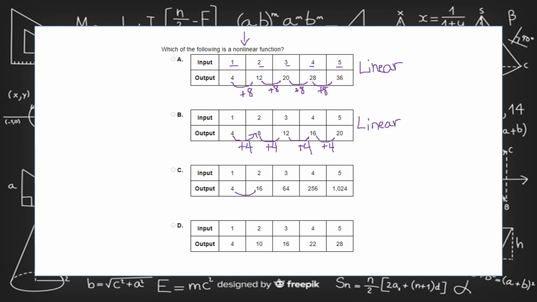So 4 to 16, I'm adding 12, 16 to 64, I'm adding 48. Those are different already, so that tells me that this one is my nonlinear. Let's check D also. So 4 to 10, I'm adding 6. 10 to 16, I'm adding 6. 16 to 22, I'm adding 6. And 22 to 28, I'm adding 6. So this one is linear as we suspected.